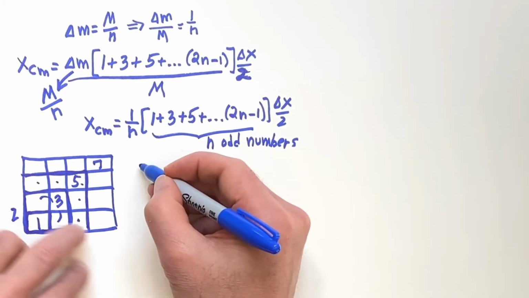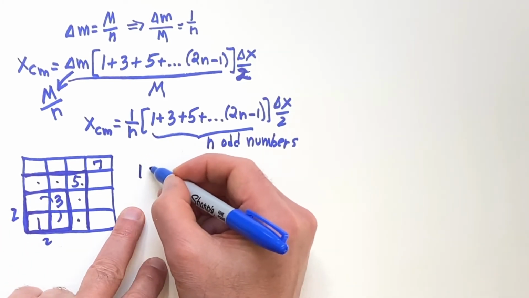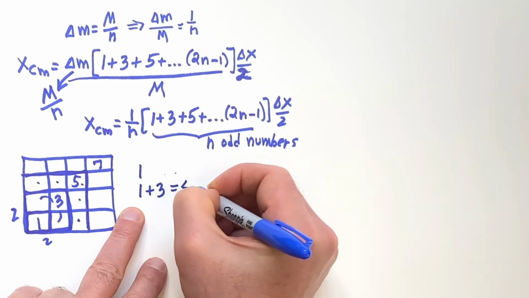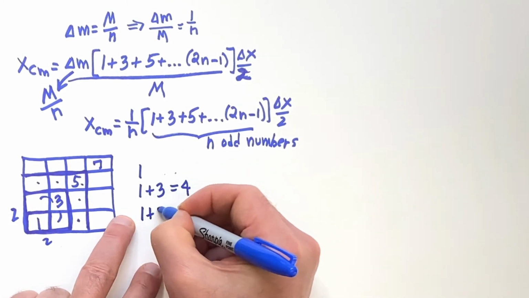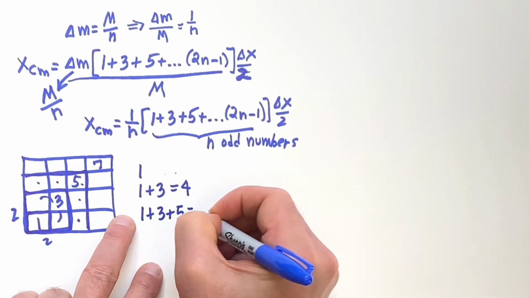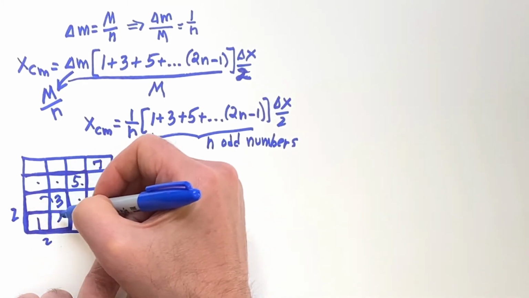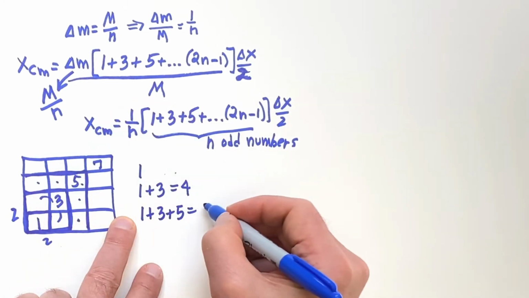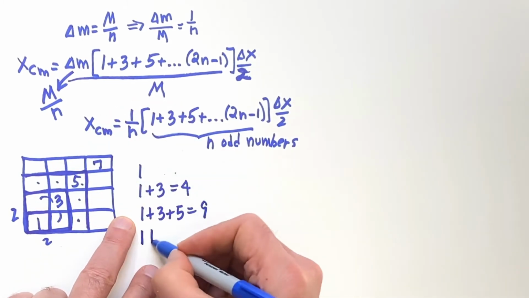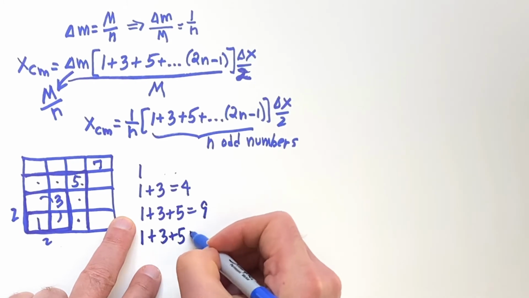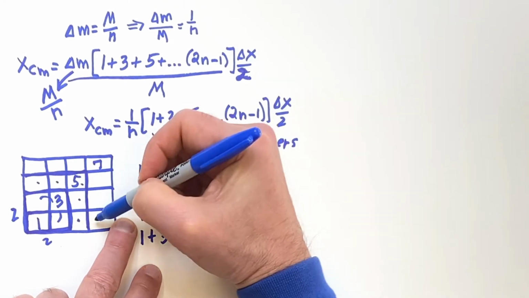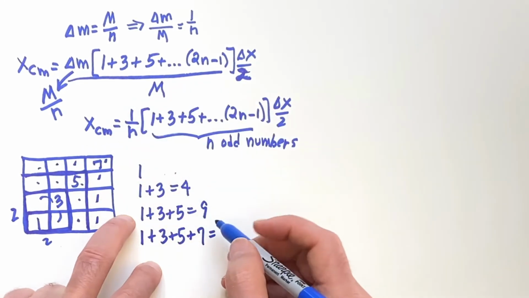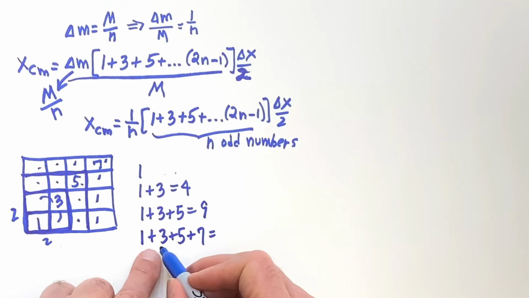So you could work this out: if you have 1, and then 1 plus 3, you get 4. And then 1 plus 3 plus 5, that's the 4, and then 1, 2, 3, 4, 5, that's going to be 9. And then 1 plus 3 plus 5 plus 7, which you can see here, 1, 2, 3, 4, 5, 6, 7, you then get the 4 by 4. Should be 16. Let's check.